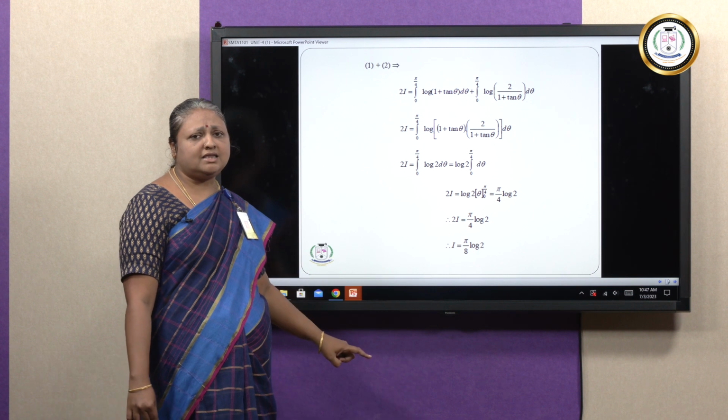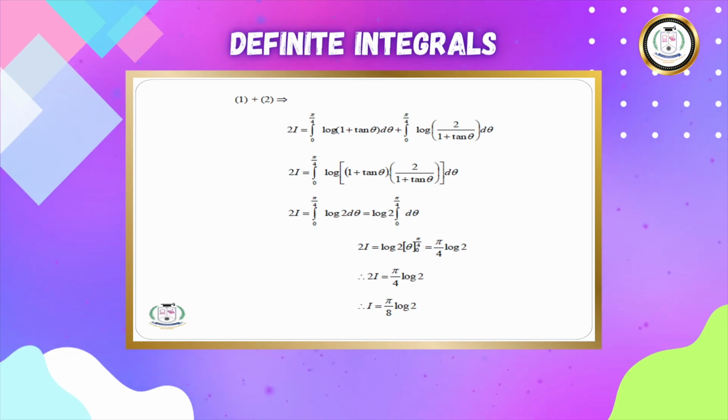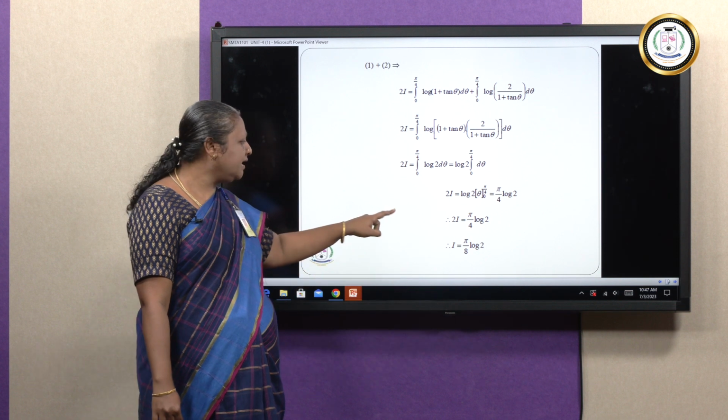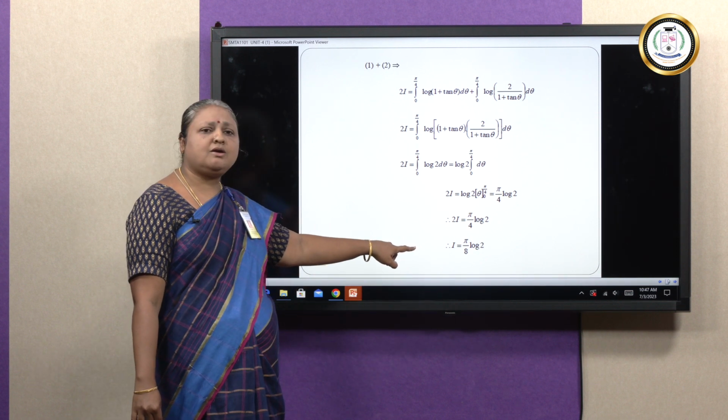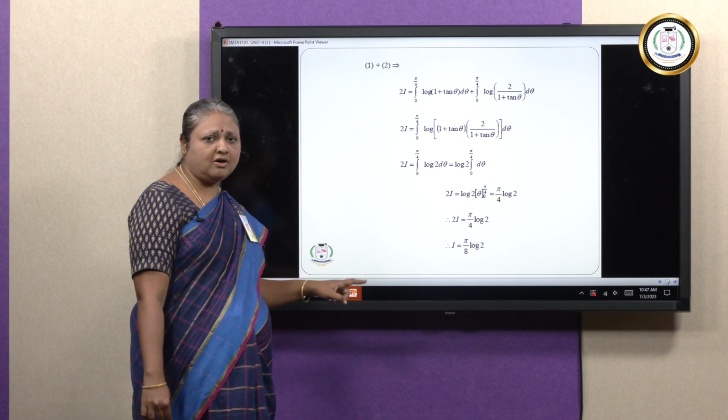What is integral d theta? It is nothing but theta. So we just put theta and apply the limit. We will get pi by 4 log 2. So 2I is pi by 4 log 2. But now you bring the 2 there. So you will get I equal to pi by 8 log 2, which is our result for the question.